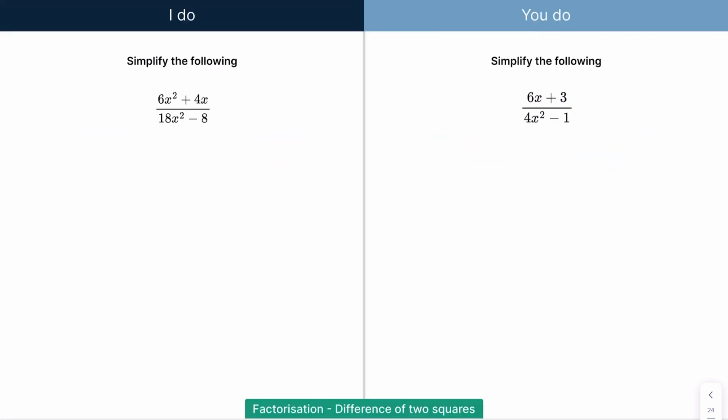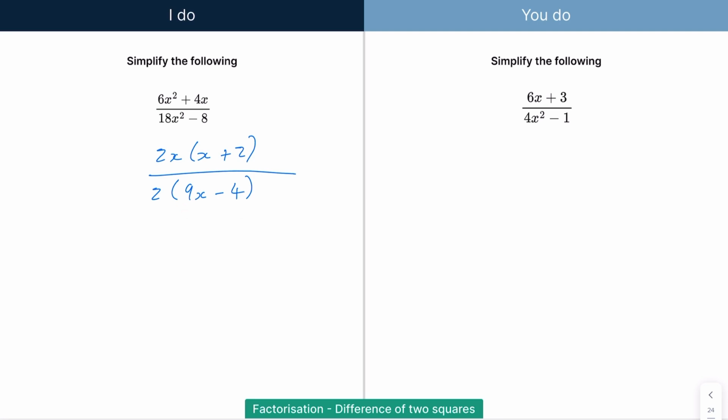So moving on, we're now looking at factorization with difference of two squares. So looking at this first example here, at the top I noticed that I can factor out a 2 and an x. And at the bottom I can factor out a 2. Now what's very, very key here is to spot that this is the difference of two squares.